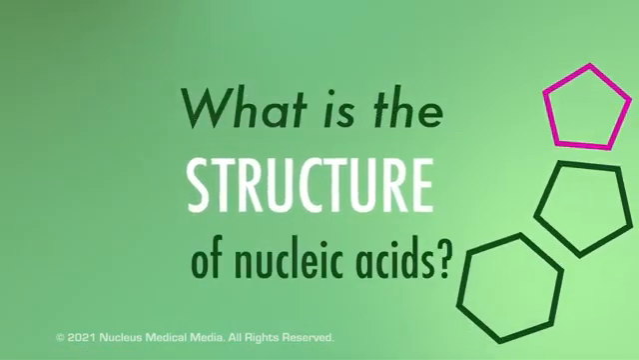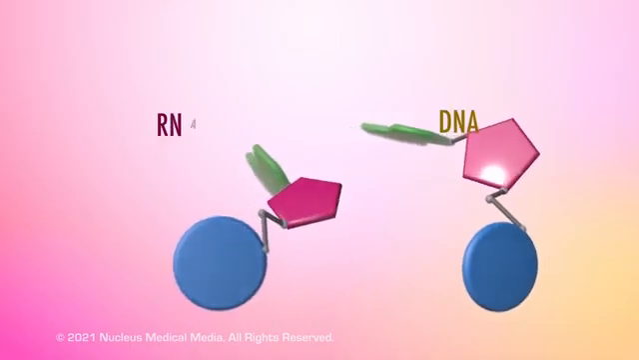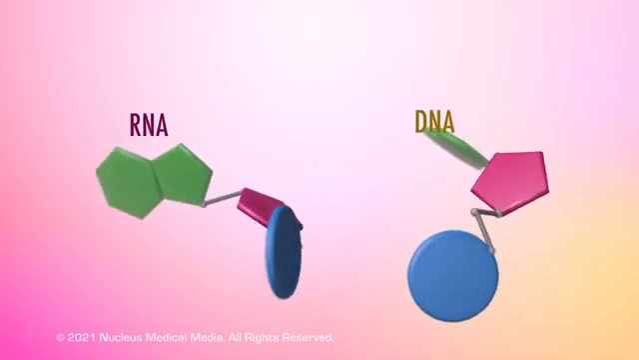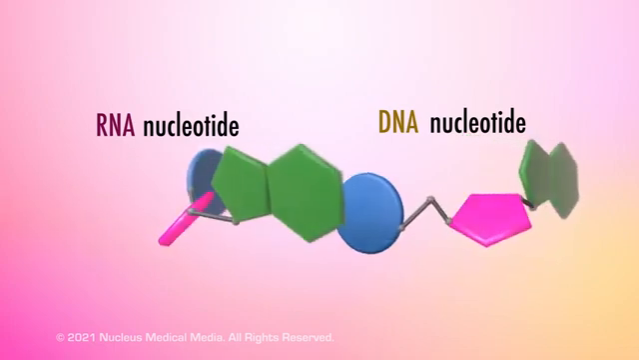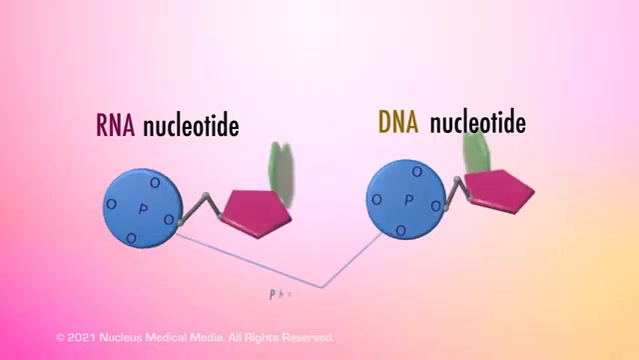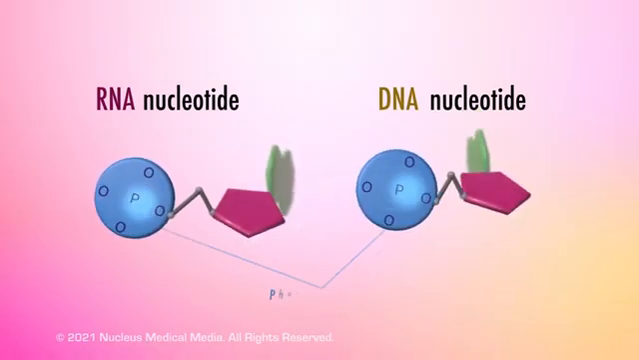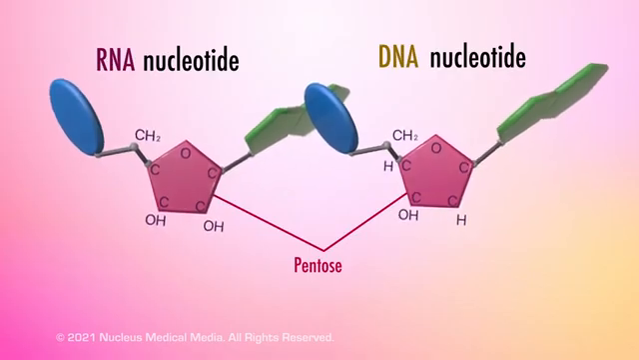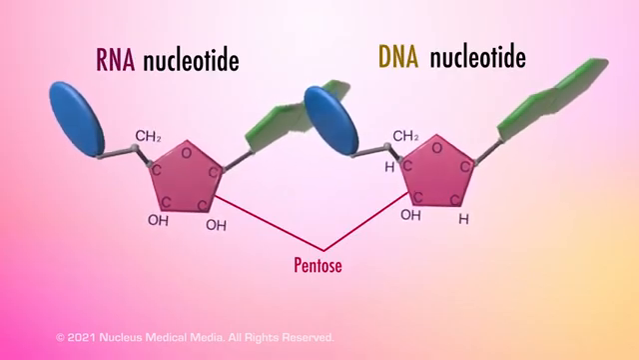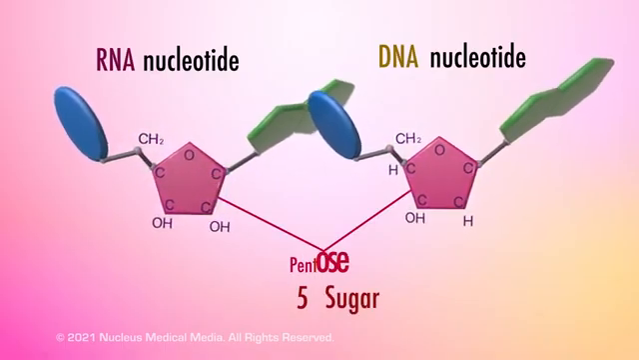So, what is the structure of nucleic acids? Well, both DNA and RNA are made up of monomers called nucleotides. All nucleotides contain three compounds. The first compound is a phosphate group, which contains phosphorus. The second compound is a 5-carbon sugar. All 5-carbon sugars can be called a pentose. A good way to remember this is that pent means 5 and the suffix -ose means sugar.